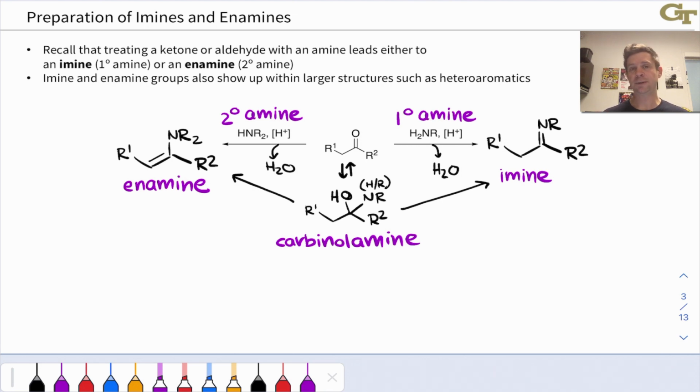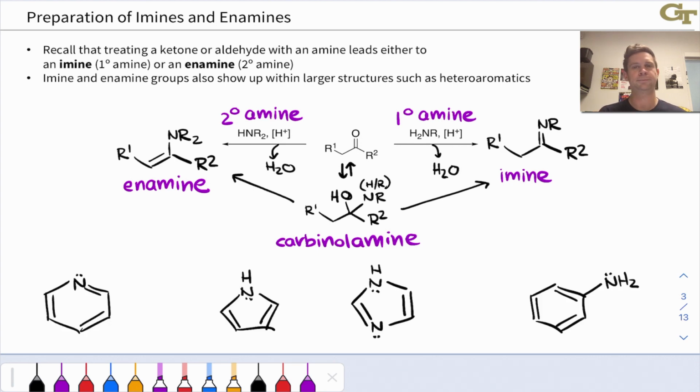Now, imine and enamine groups also show up in larger structures such as heteroaromatics, and this same kind of reactivity can be used to establish those groups in these larger structures. So here are 4 examples that contain embedded imines or enamines. And what I want you to do at this point is pause the video and see if you can spot the imines or enamines in these structures.